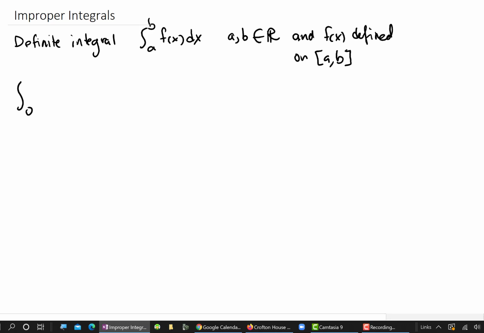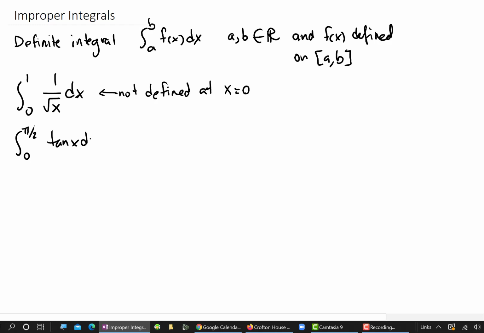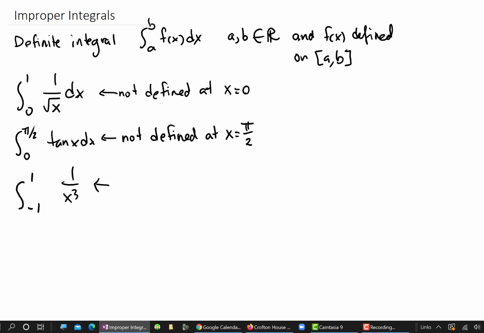So if we look at an integral like from 0 to 1 of 1 over root x dx, this is not defined at that endpoint, at x equals 0, so that would be a problem. Or for the function from 0 to pi over 2 of tan x dx, this of course is not defined at x equals pi over 2. And on the interval from -1 to 1, we've got the function 1 over x cubed. Well, this is perfectly fine at 1 and -1, but it has a problem that it's not defined in the middle of that interval, specifically at x equals 0.